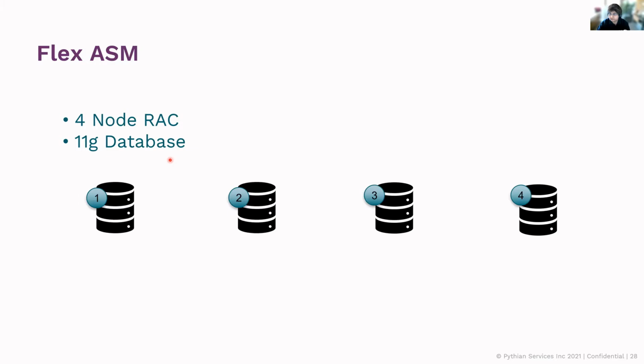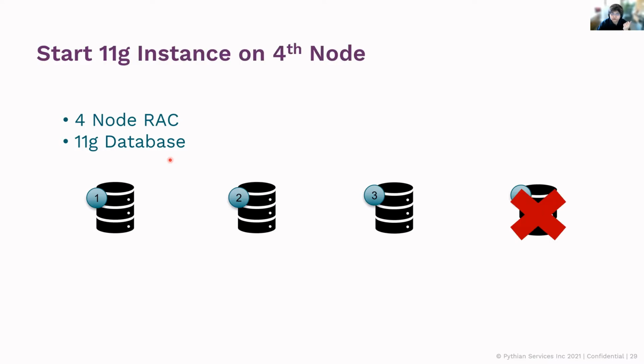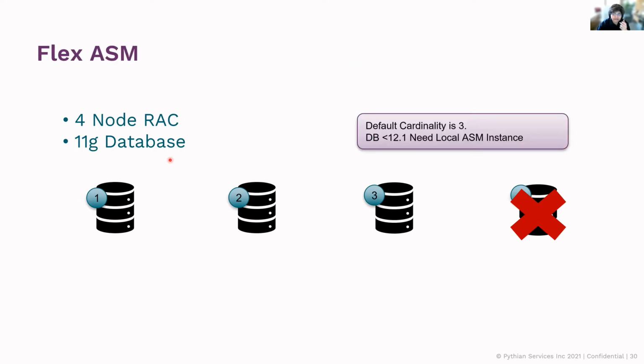Let's say you've got a 4-node cluster, and in your 4-node cluster, you want to host an 11G database. So what will happen is you start 3 instances. The minute you start the 4th instance, it's not going to work. Why? Because by default, the cardinality of your ASM Flex cluster is 3. So in case you want a 4-node setup, you will need to modify your ASM cardinality.